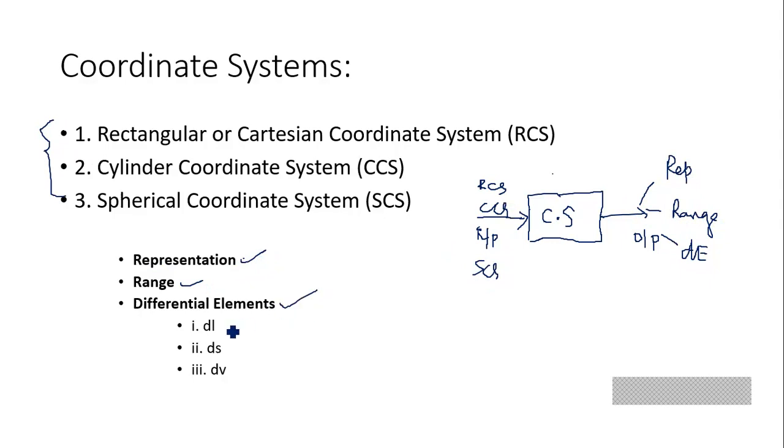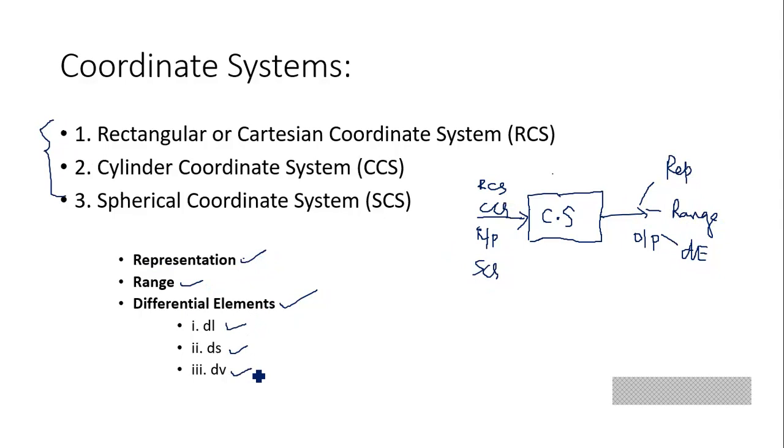Even in differential element, there are three possibilities: differential length, differential surface, and differential volume. Differential length deals with dl, that is a single integral. Differential surface deals with a double integral, and differential volume deals with a triple integral. That is, line is single, surface is two, and volume is three. Okay, friends.